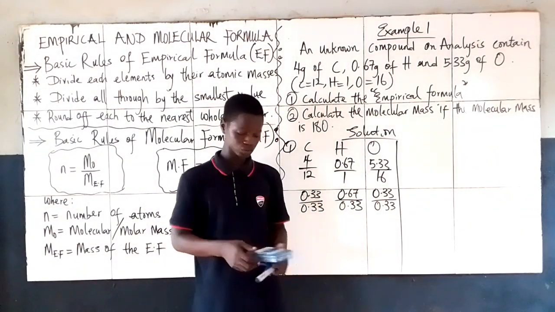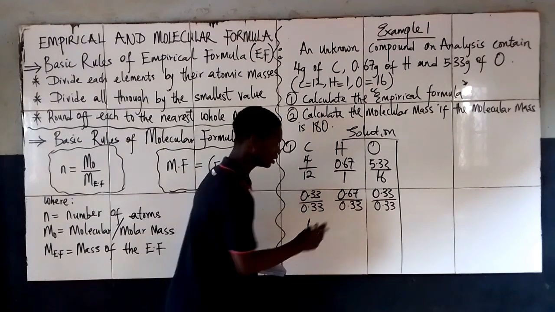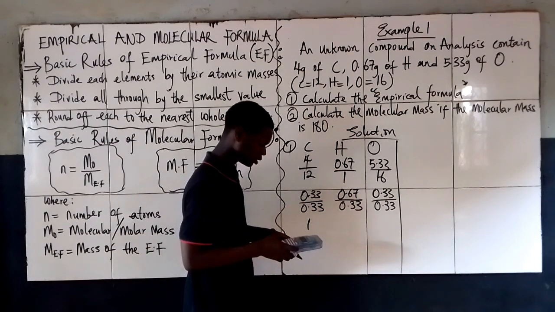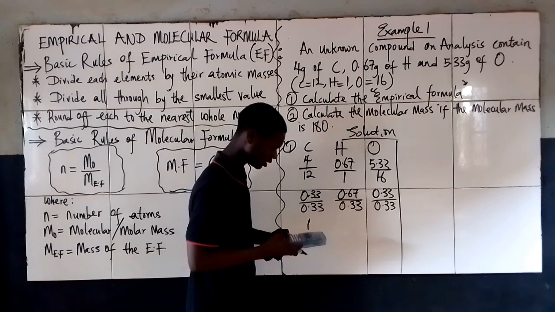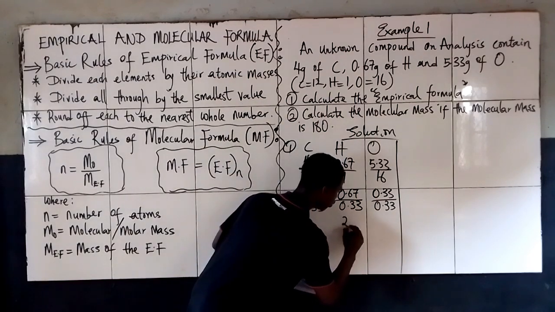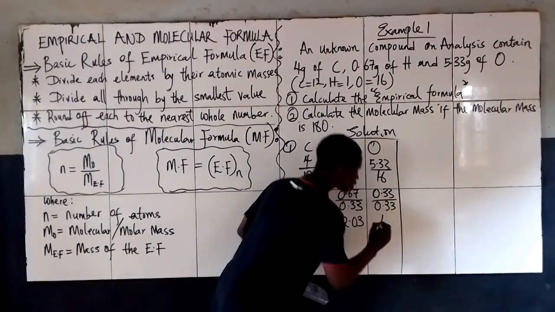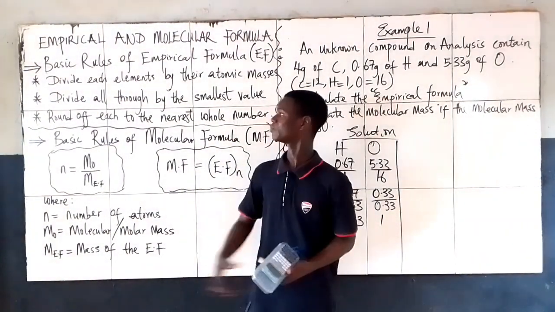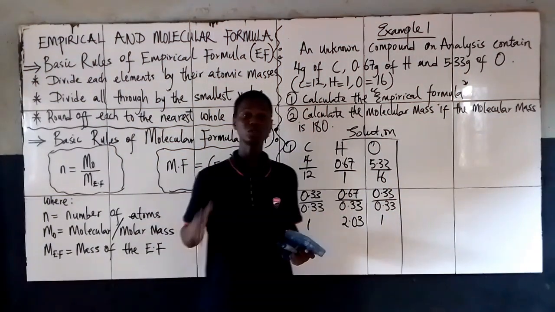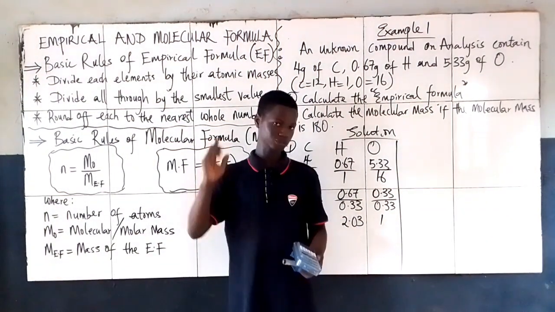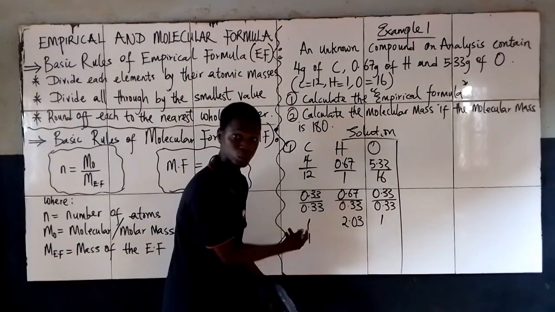So let's get the answer to each of these. This divided by this will give us 1. Then 0.67 divided by 0.33 gives 2.03. And here we have 1. Then what was the last step? Round off each of these answers to the nearest whole number. So it will be approximately 1, because 1 will remain 1.